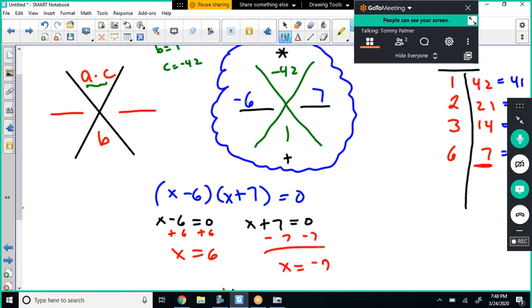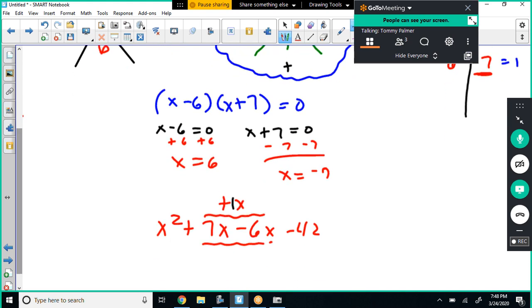Okay, so when you're finding these numbers right here, what you are actually finding are the two numbers that would give you the linear term if you were to split it. Does that make sense?